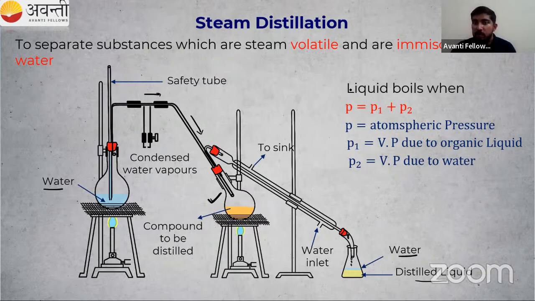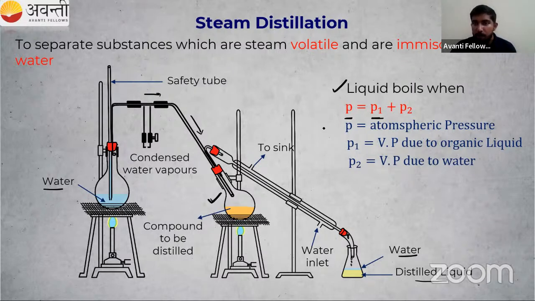Steam distillation. A liquid boils when its vapor pressure is equal to atmospheric pressure. P is our atmospheric pressure. P1 is the vapor pressure due to the organic liquid. The vapors created by this organic liquid are very low, so boiling won't take place. So we are taking the help of water. Vapors of water are forming, and vapors due to the organic liquid are also forming. So the total pressure, P1 plus P2, is equal to atmospheric pressure. If the vapor pressure is equal to atmospheric pressure, then boiling will take place. So we are taking the help of water. That is why it is known as steam distillation.